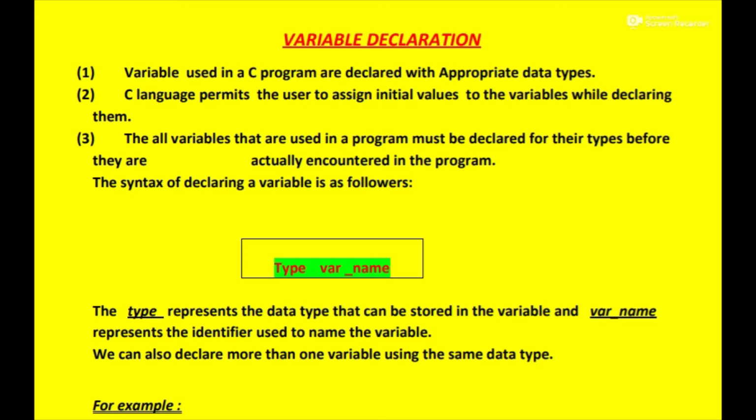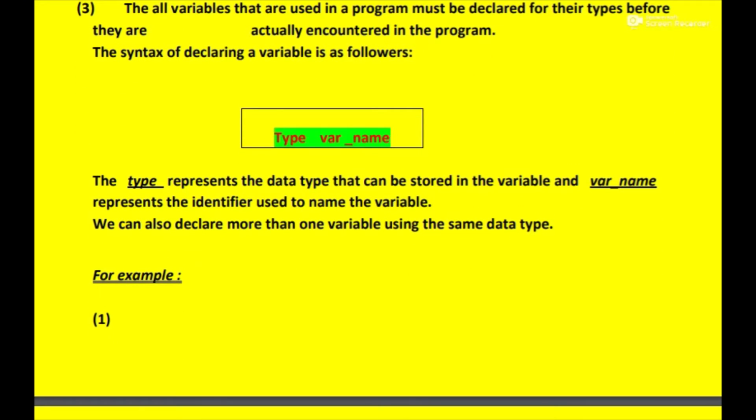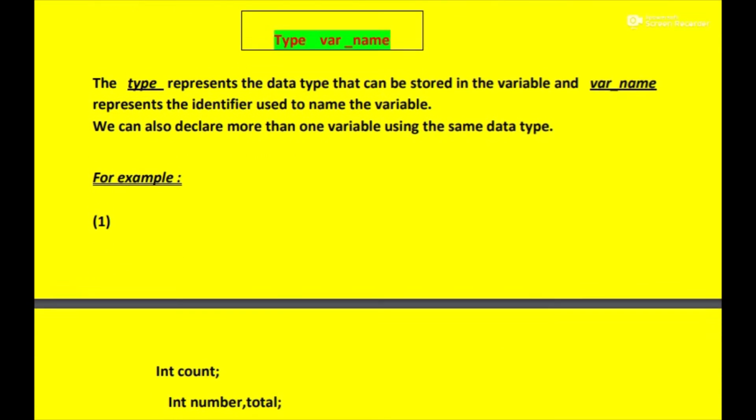All variables that are used in the program must be declared for their types before they are initially encountered in the program. The syntax of declaring a variable is also provided: type name. The type represents the data type that can be stored in the variable, and the name represents the identifier used to name the variable. We can also declare more than one variable using the same data type.